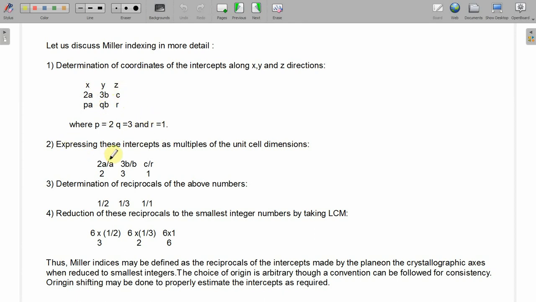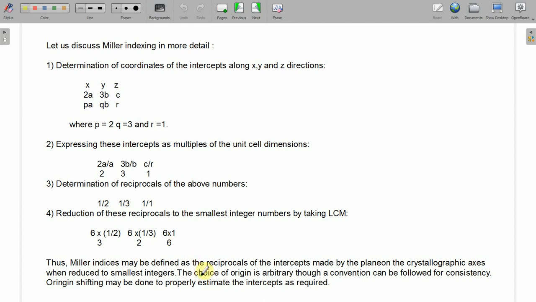Now, if you express these intercepts as multiples of unit cell dimensions, that is nothing but the numbers 2, 3 and 1 respectively. Now, if you take reciprocals of these 3 intercepts, you will have 1 by 2, 1 by 3 and 1 by 1. Now, if you want to reduce it to the lowest common multiple, which happens to be 6 in this case, you will have 6 into half is 3, 6 into 1/3 is 2, 6 into 1 is 6. So, 3, 2, 6 happens to be the Miller index of the given plane.